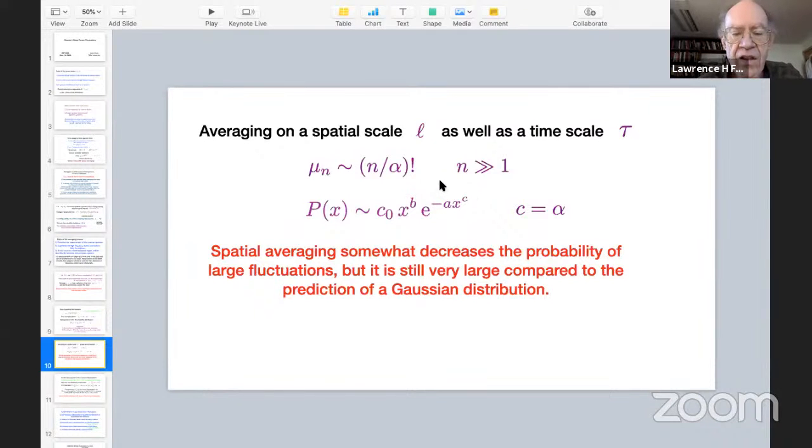Remember, you had to have time averaging. But if you also have averaging in space as well as in time, then it suppresses the probability of large fluctuations. This exponent goes from alpha over 3 to alpha. But if alpha is 1/2, that means the probability distribution is falling like an exponential of minus a square root, which is still very slow compared to a Gaussian. And you still have fairly large probability of large fluctuations, which could have some dramatic physical effects.